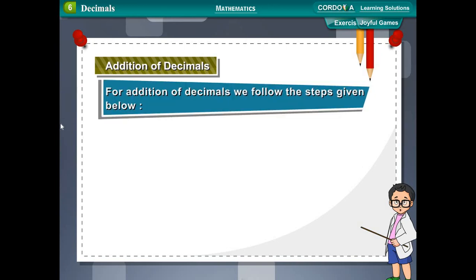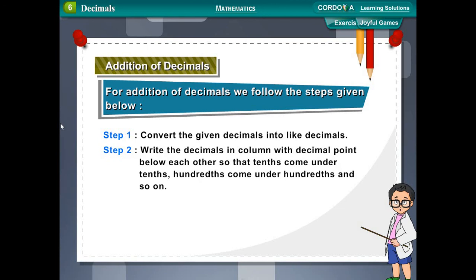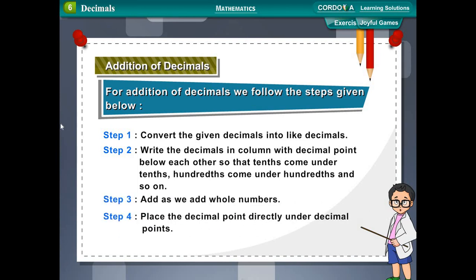For addition of decimals, we follow the steps given below. Step 1. Convert the given decimals to like decimals. Step 2. Write the decimals in a column with decimal points below each other so that tenths come under tenths, hundredths come under hundredths, and so on. Step 3. Add as we add whole numbers. Step 4. Place the decimal point directly under the decimal points. The following examples will make this concept more clear.